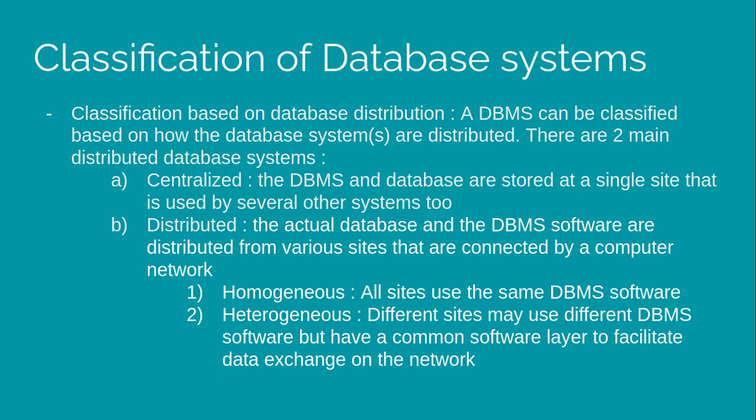Now, these are actually subdivided into homogeneous and heterogeneous. In distributed systems, the actual database and the database software are distributed across various sites that are connected by a computer network. In homogeneous distributed systems, all the sites are using the same database software. And in heterogeneous, different sites may use different database software, but to facilitate interaction and data exchange between various sites in the network, a common layer has to be introduced that can change the data to some common format that each database system can read.